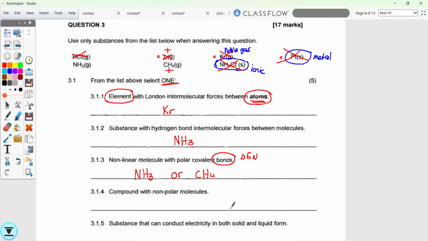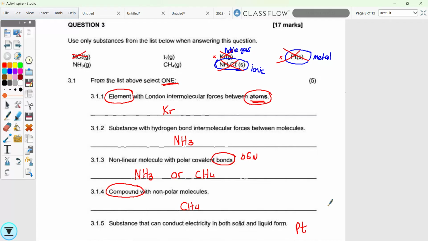Alright, then a compound with non-polar molecules. You already labeled them. So it could be I2 or CH4. Which one is it? Why not I2? Because they said compound. So it's not I2, it's going to be CH4. And then a substance that can conduct electricity when it's a solid and a liquid. Metal, so it's Pt. Can you see that you helped yourself?